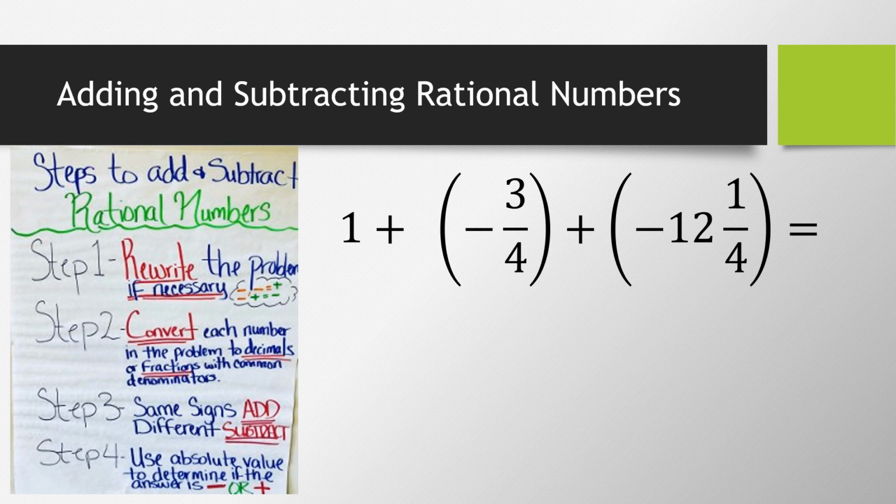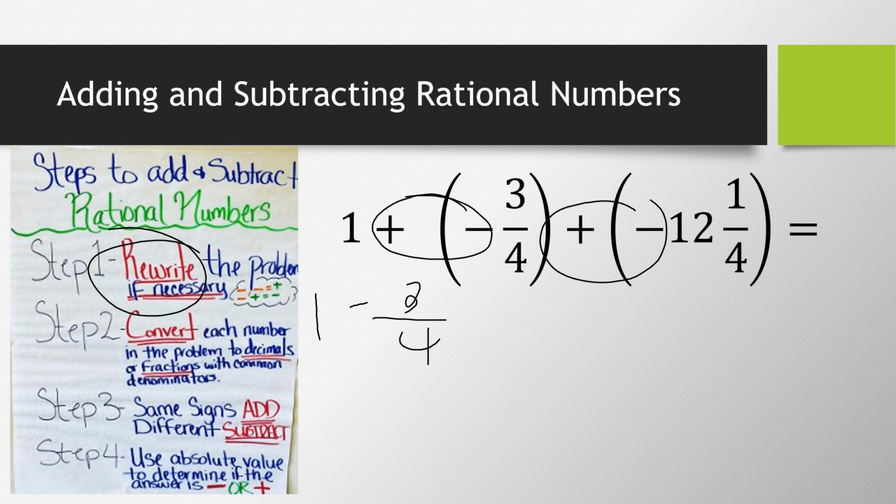So I have 1 plus negative 3/4 plus negative 12 1/4. Right now it looks really confusing, so I'm going to go ahead and rewrite my problem. 1, I see plus negative. What is that going to turn into? Minus 3/4. I see plus a negative. That's going to turn into 1 sign. Minus 12 and 1/4. I already have a common denominator, so I don't have to do much.